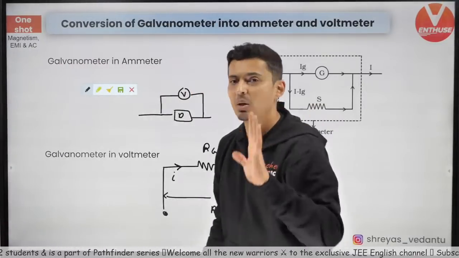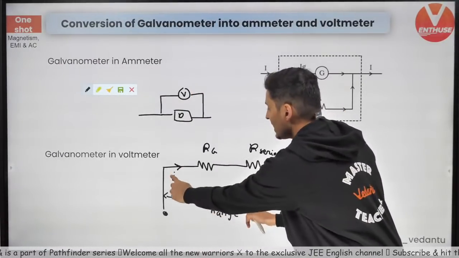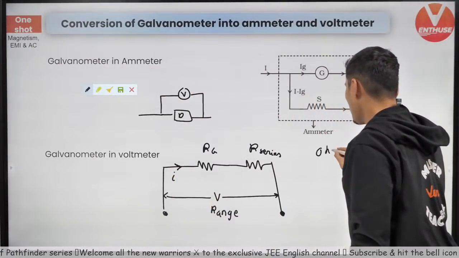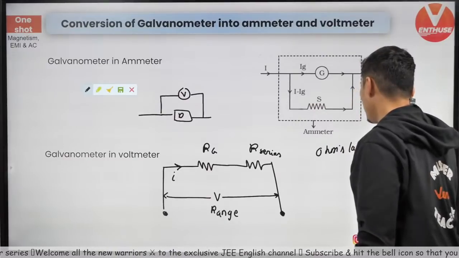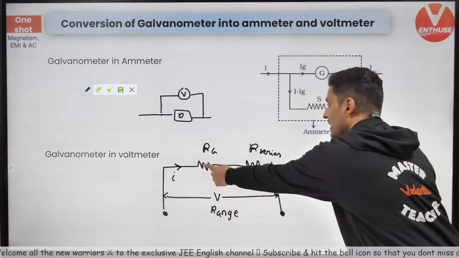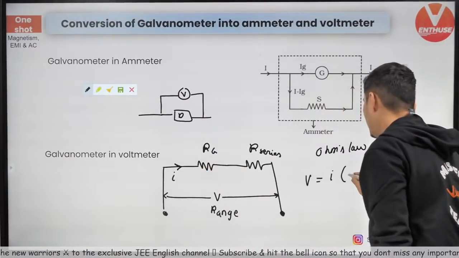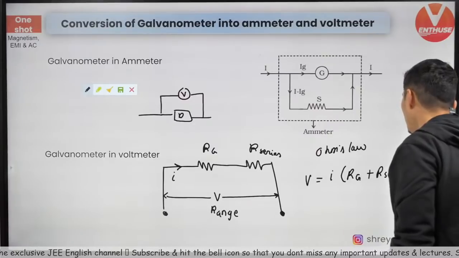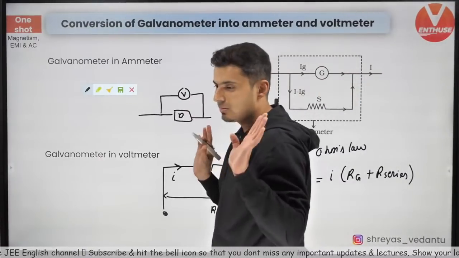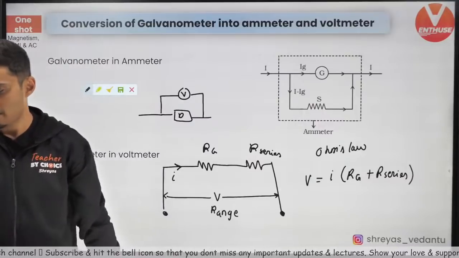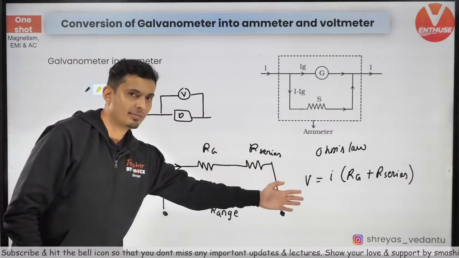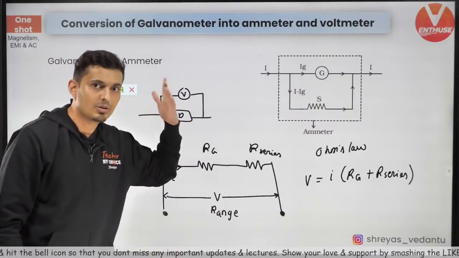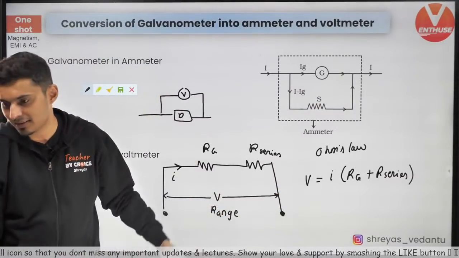Now use your simple Ohm's law. V is I into R. So using Ohm's law, what do you get? The voltage is I into the total resistance, which is Rg plus R series. That's it. Now tell me, is it difficult to remember the way I have taught you? It is not, right? Else you will just keep on remembering some weird formulas.